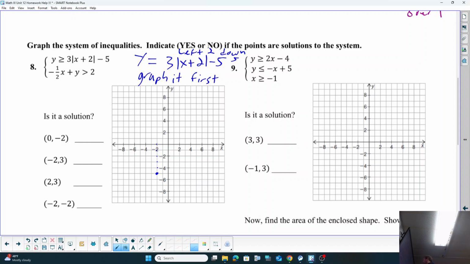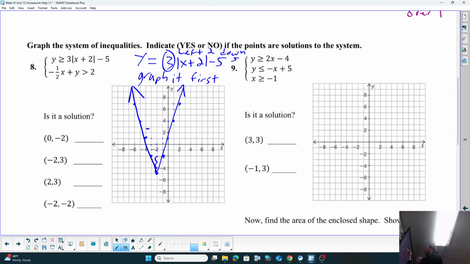Now we're going up 3. Because of our 3 there, we're going up 1, 2, 3 over 1. And then up 1, 2, 3 over 1, repeating on each side, up 1, 2, 3, back 1. So there is our absolute value, boys and girls. That was intense. Okay, so the other one is just an equation of a line.